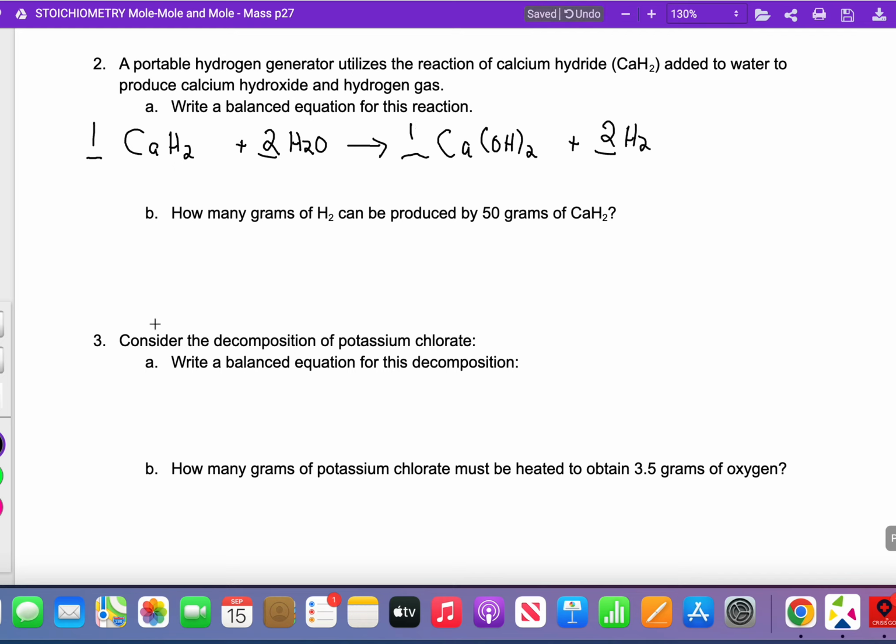This one down here, the decomposition of potassium chlorate. So what you would do is take KClO3. It's going to decompose into KCl and O2. And so there you can figure out how to balance that one.